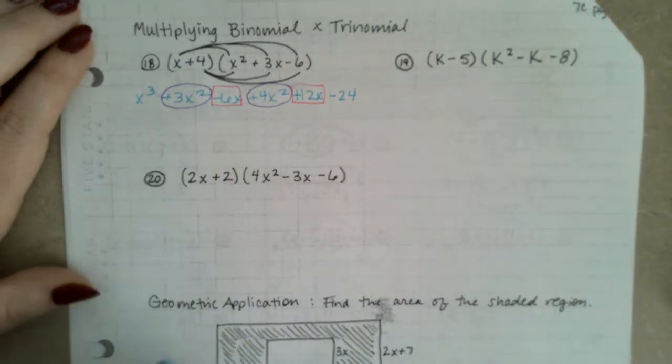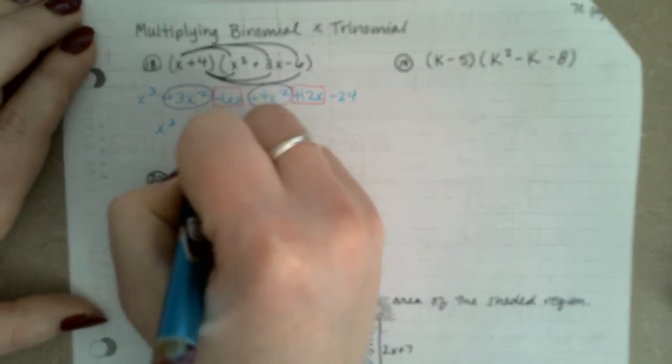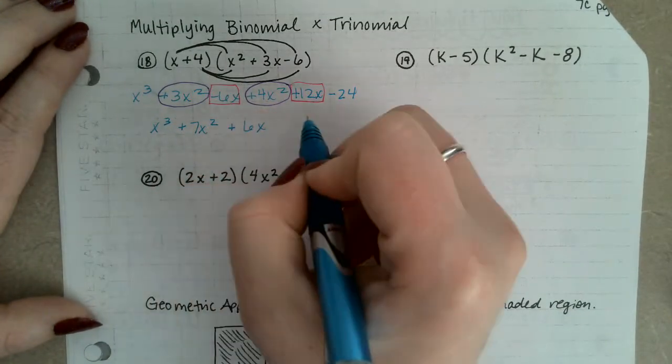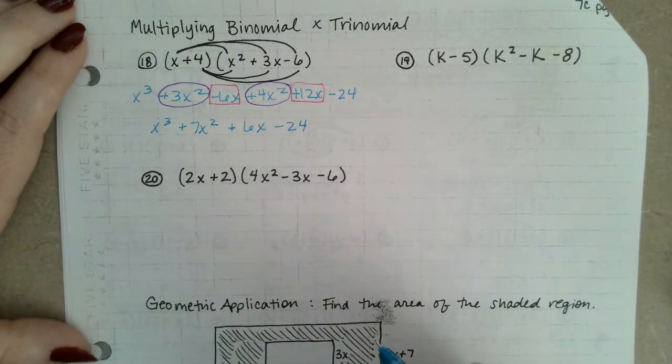We're going to write our final answer in standard form, so that means that our highest exponent needs to go first, and then we will go down the line from there. So we'll start with our x cubed, and then x squared, x, and then the constant always wraps us up at the end.